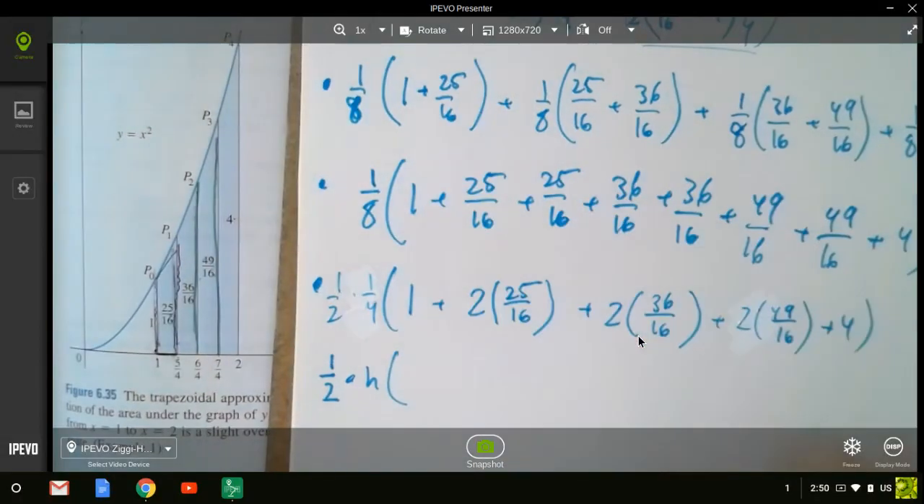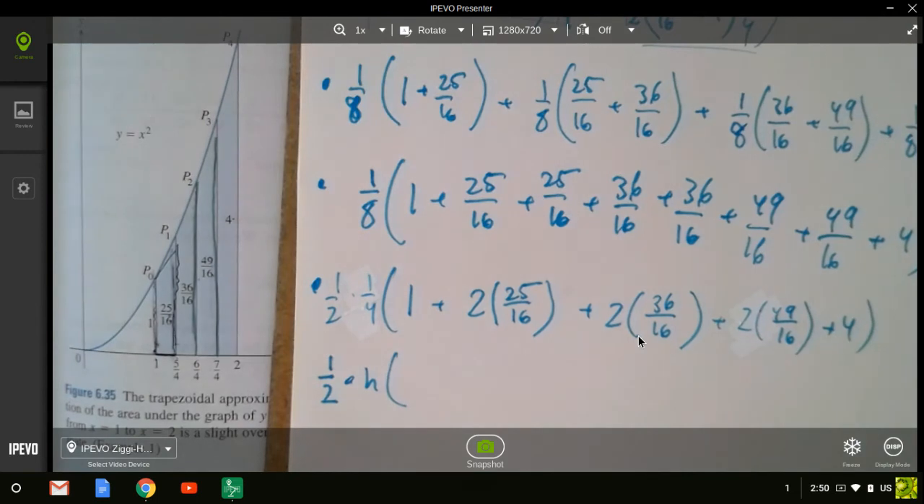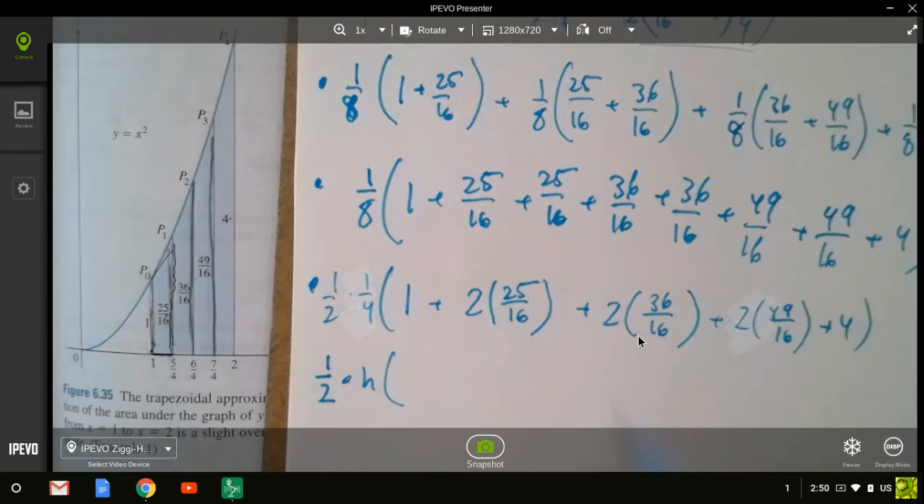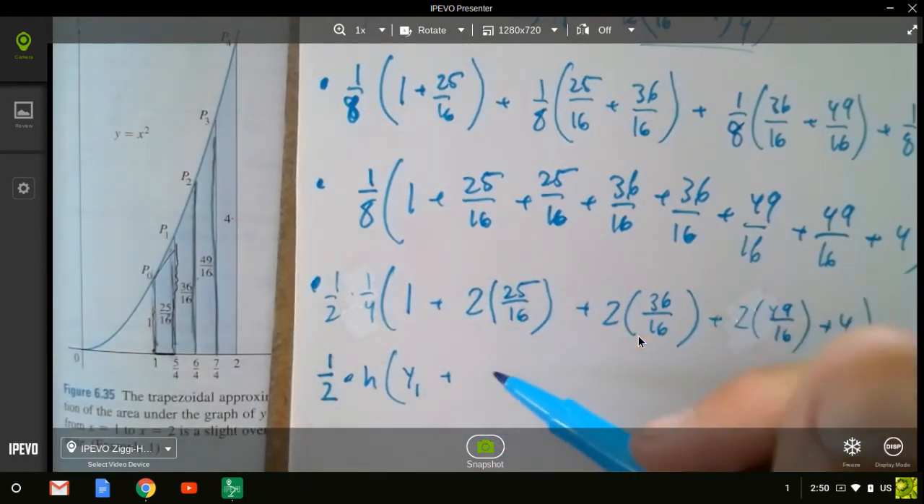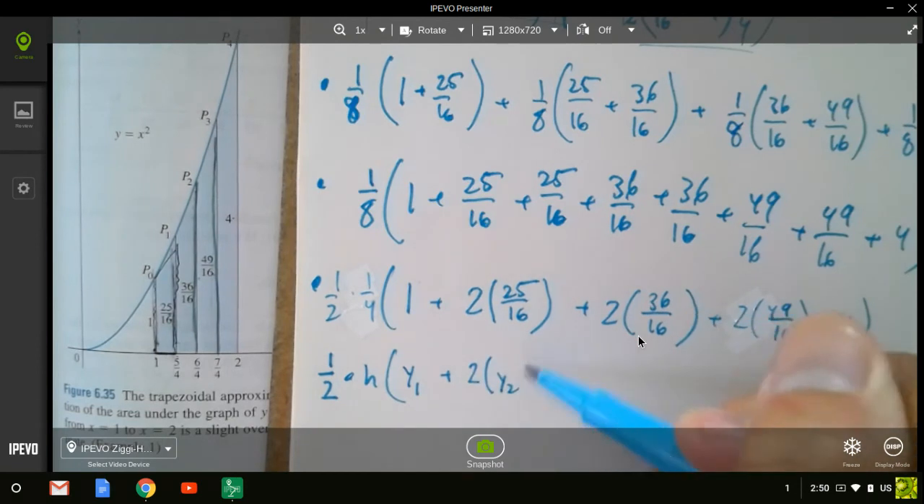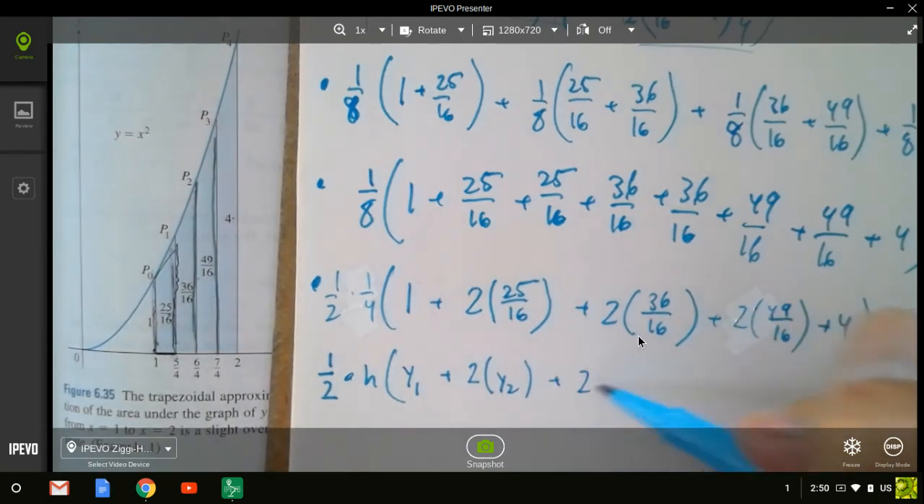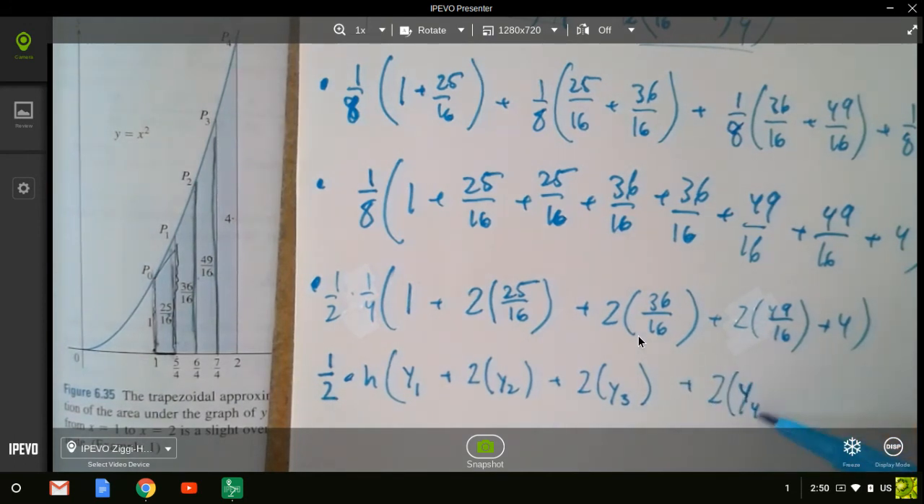It makes more sense if we understand this as X and Y of the XY coordinate system, right? So let's say that's y1 plus 2 times y2, that's the second height, plus 2 times y3, plus 2 times y4, plus y5, your very last height.